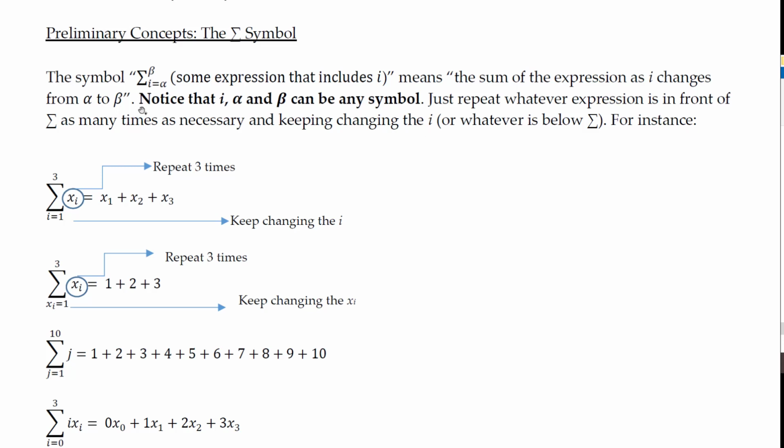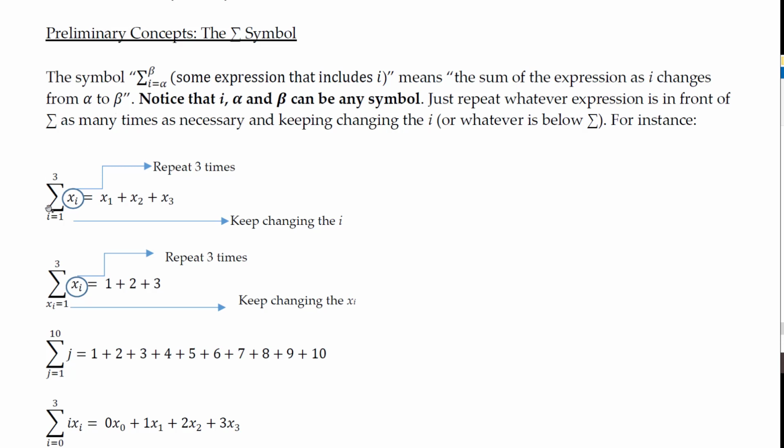Now before we continue, let's review the concept of the summation symbol, which is this symbol here, because you're going to be using it extensively. The summation symbol, which is followed by some expression that includes the lowercase i below the summation symbol, means the following: the sum of the expression in front of the summation symbol as i changes from alpha to beta. It is easier to see that with examples.